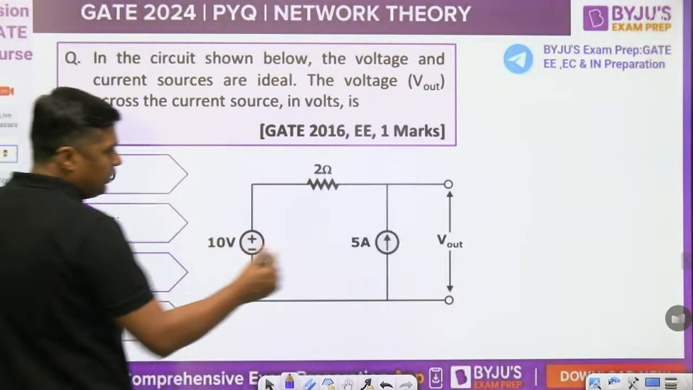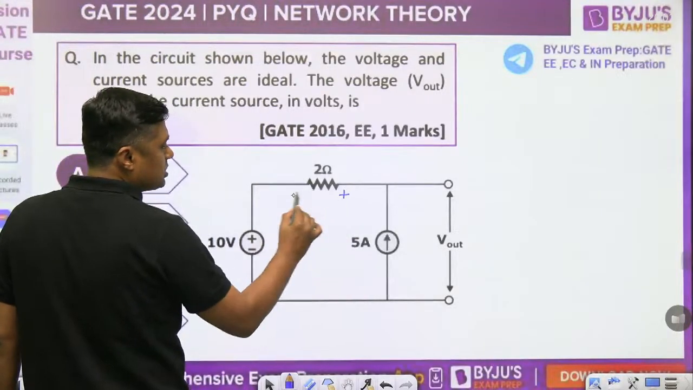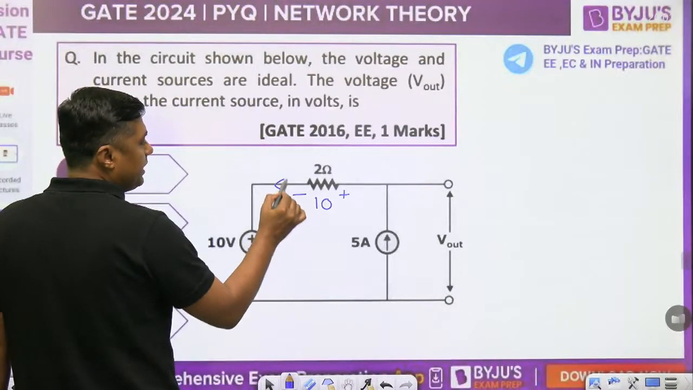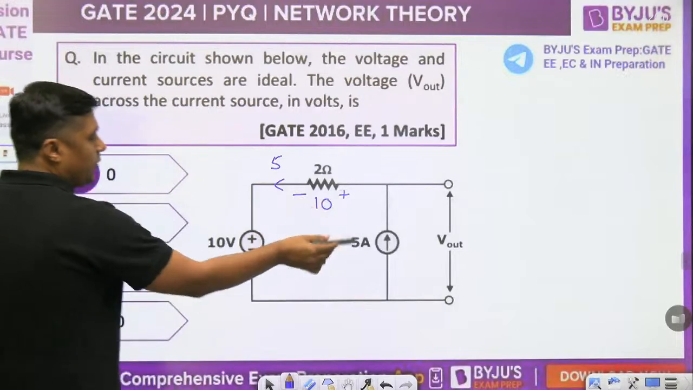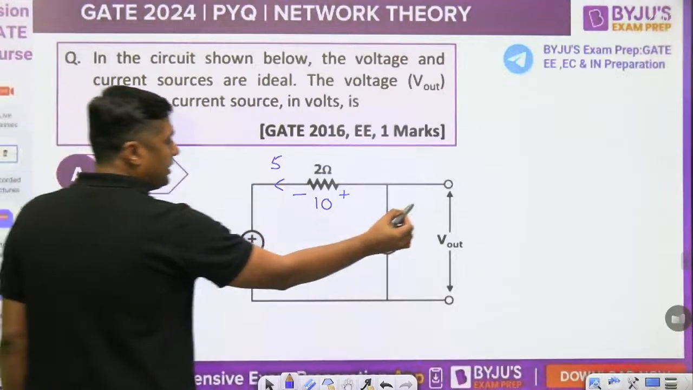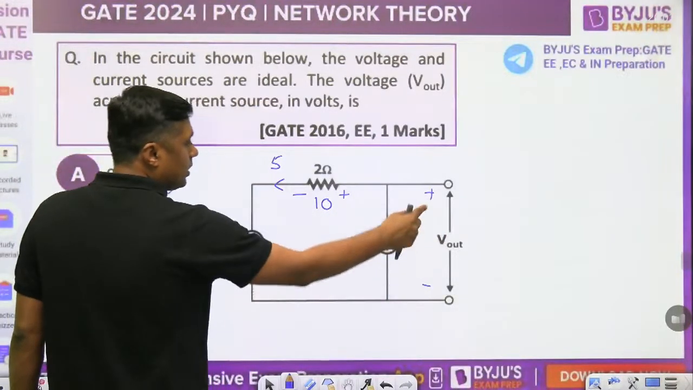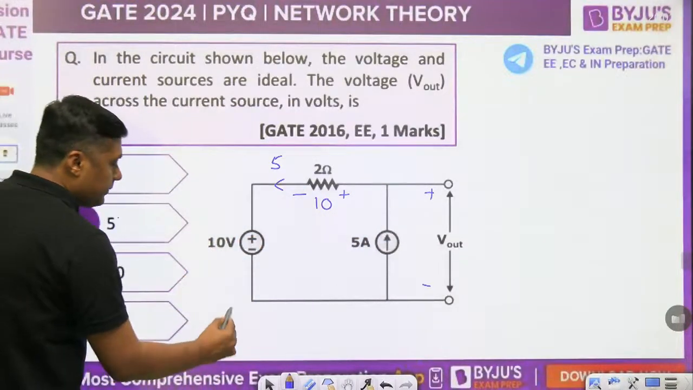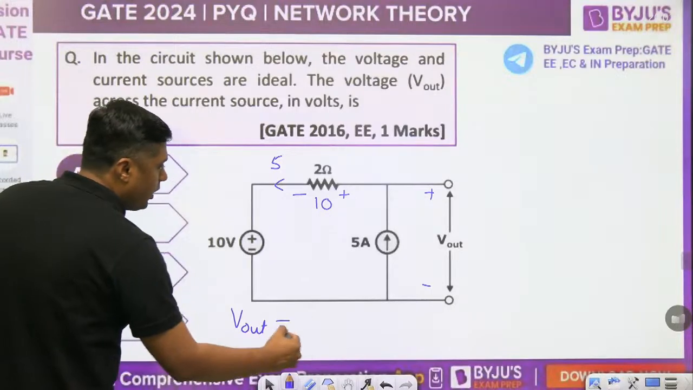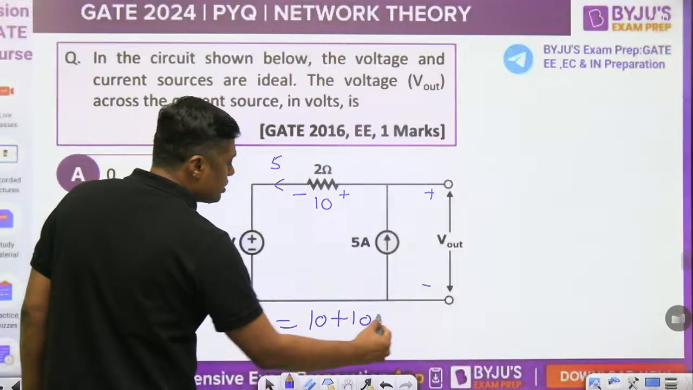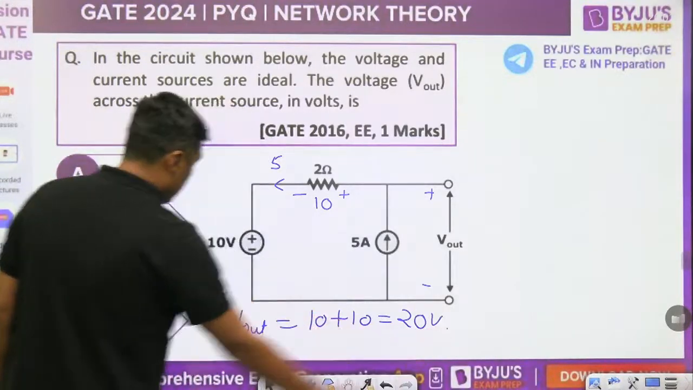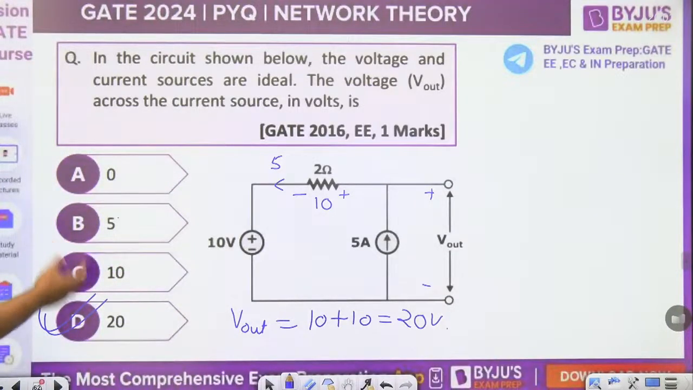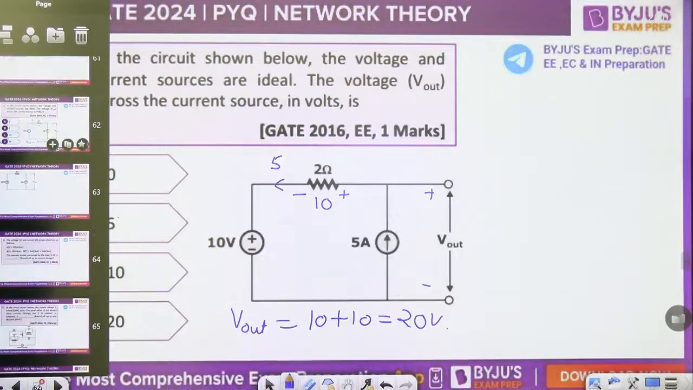So very quickly you can solve. 5 ampere times 2 is 10 volt, because this current will pass through this. Now you can apply KVL here. V out is equal to 10 plus 10, that is equal to 20 volt. The answer for this question is D, 20 volt. One mark question, quickly you can solve this.